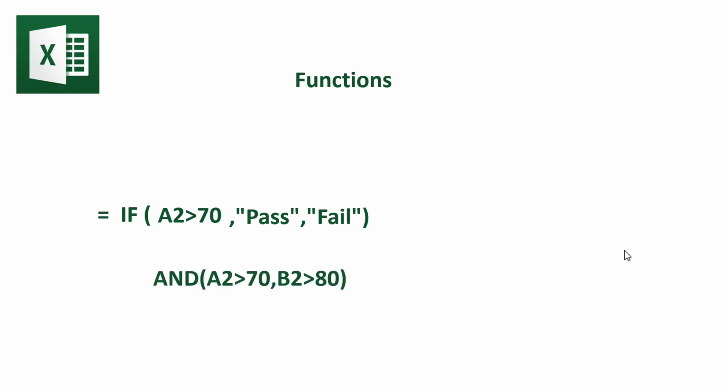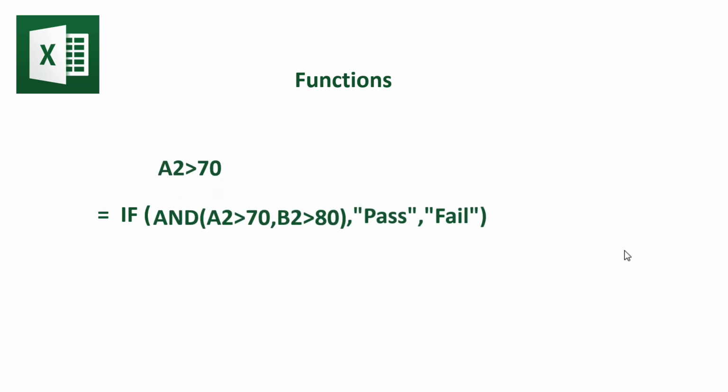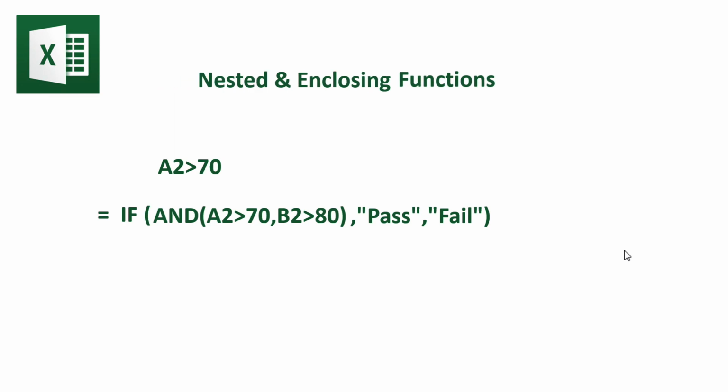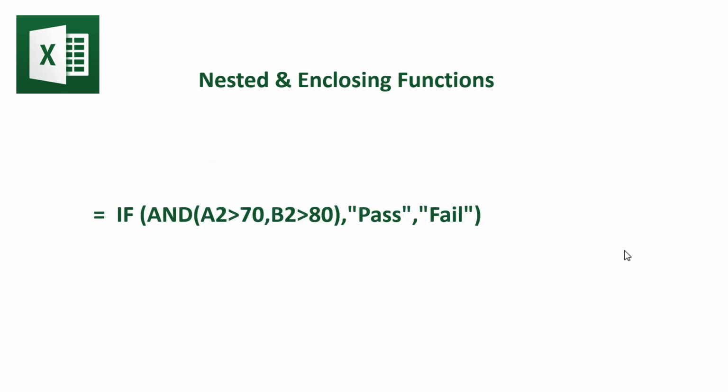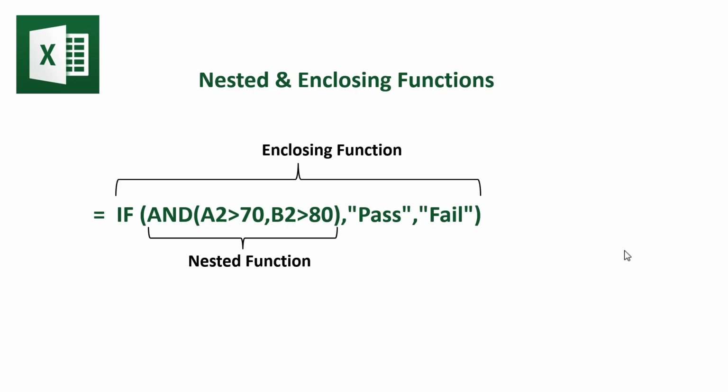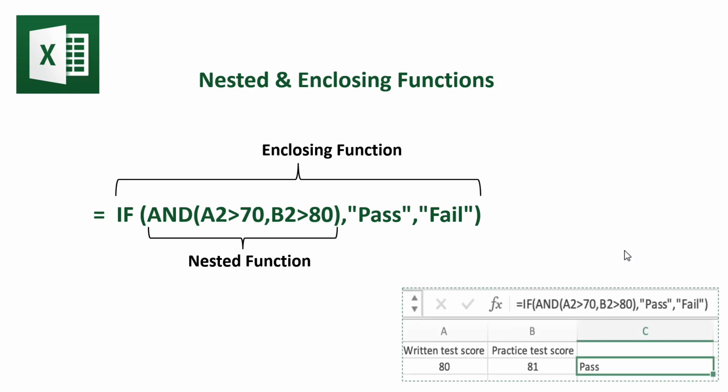Now, when we replace one of those arguments with another function, we're nesting. The function defined as an argument of another function is called a nested function. The parent function containing the nested function is called the enclosing function. You can have up to 29 nested functions in an enclosing function.